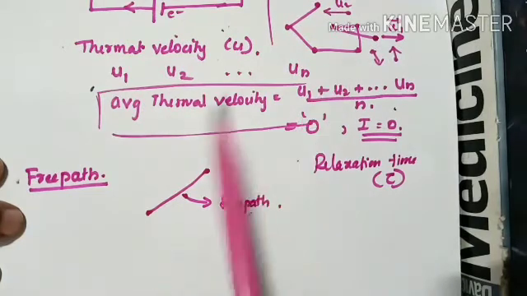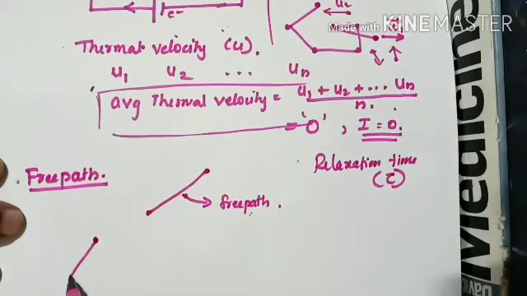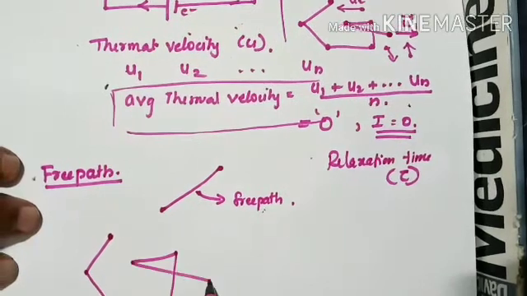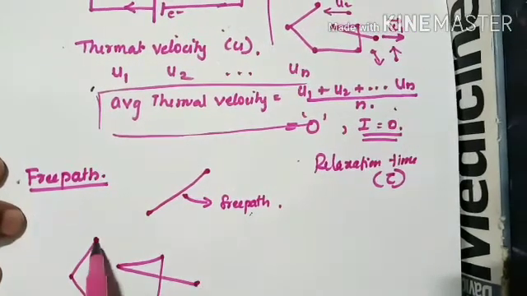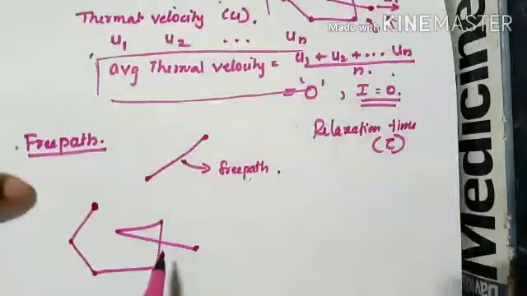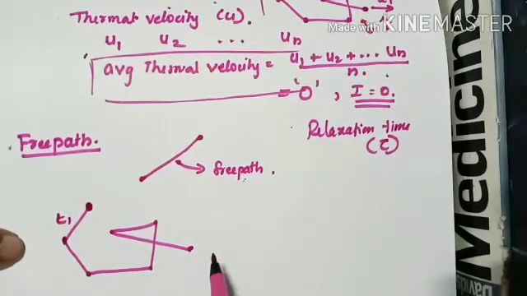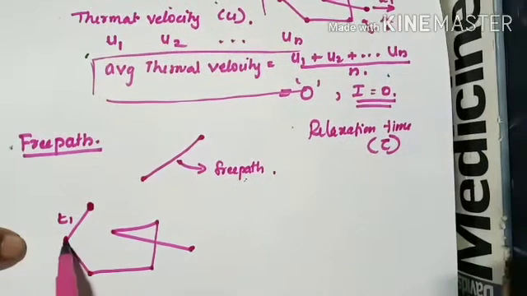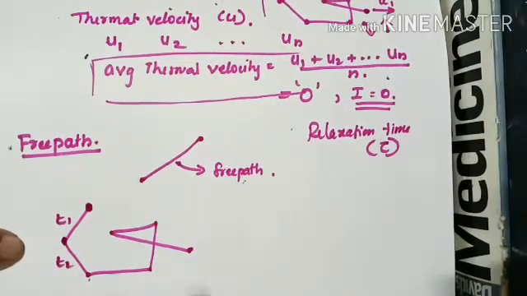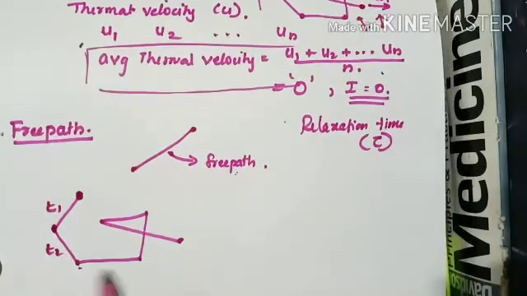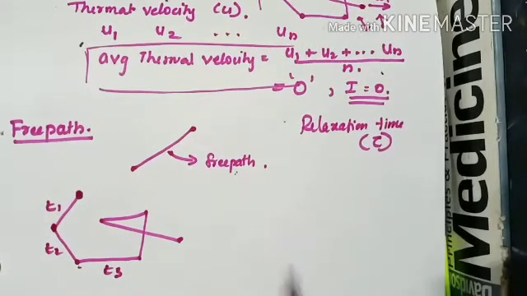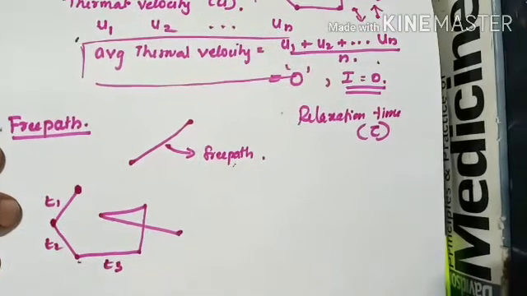I am going for the same path. The electron is moving like this, random, right? Suppose it undergoes the first collision here, then it undergoes the second collision. Between first and second collision, the time interval is t1. Between second and third collision, the time interval is t2. Third and fourth, t3, and it goes on. And there are n successive collisions, so n time intervals between them.